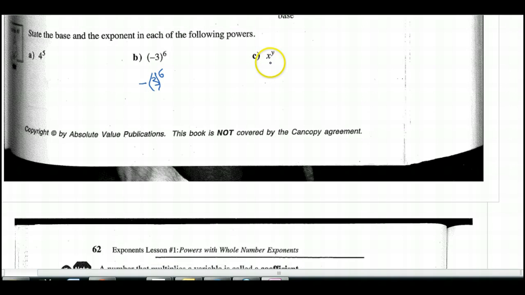So right here, in example C, the base is x and the exponent is y.